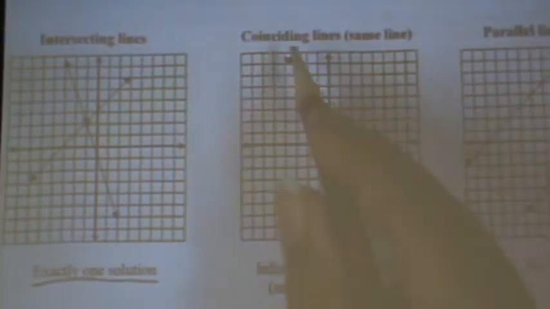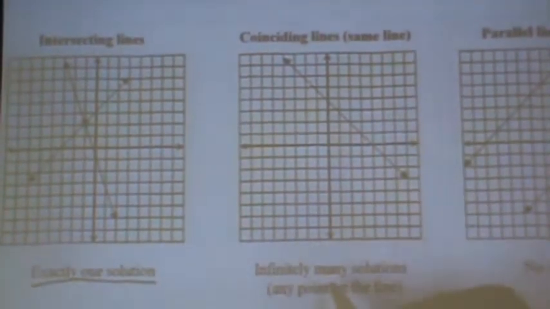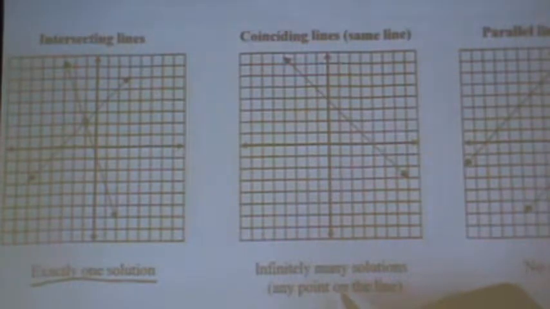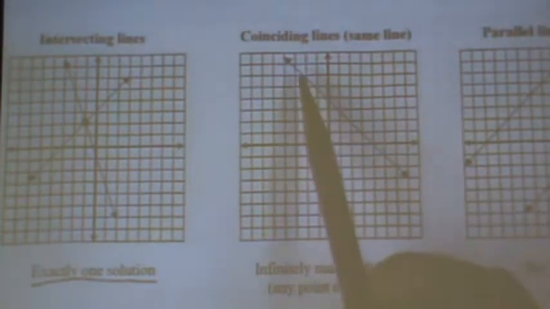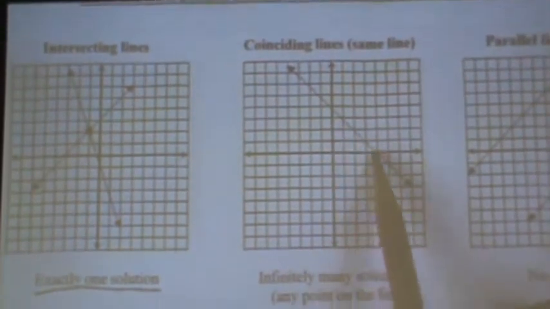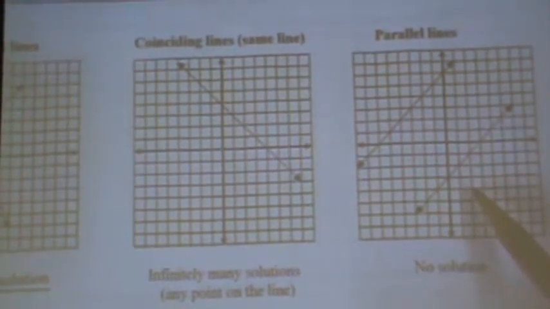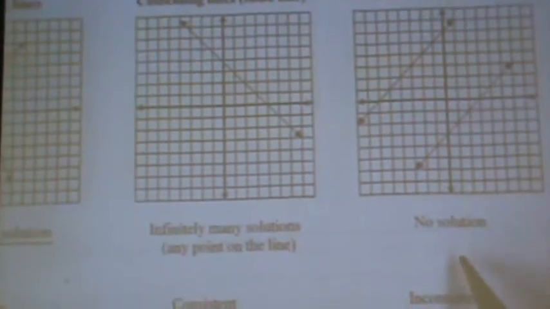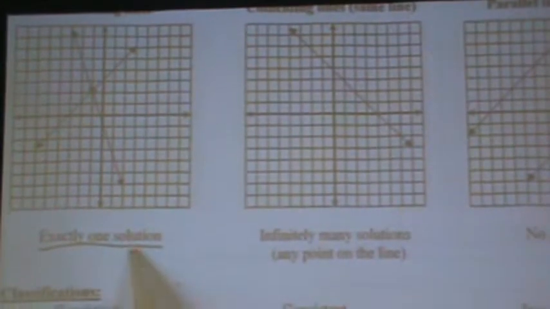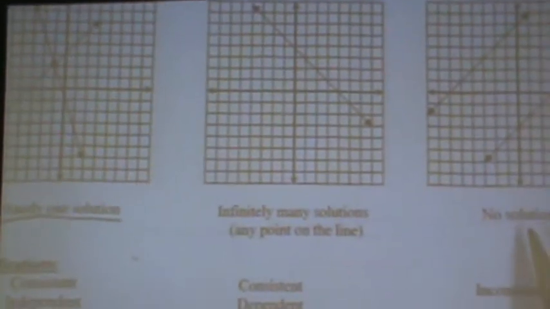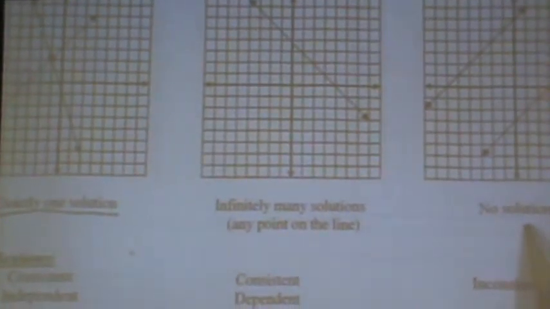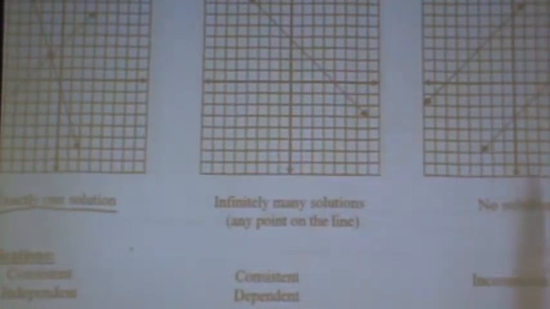Sometimes they could be the same line, and if that's the case, there are infinitely many solutions that satisfy the system, and the ordered pairs are all the ones on that specific line. And if they're parallel, do these two lines ever collide? No. This would be no solution. So we might have one solution, infinitely many solutions, or no solutions. Okay? Now let's talk about the two lines.